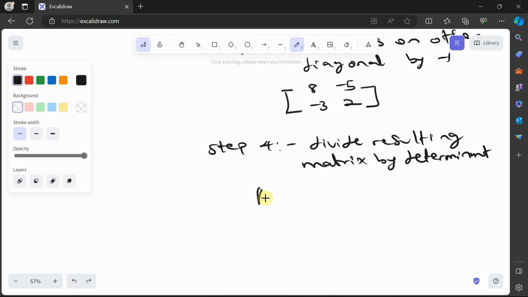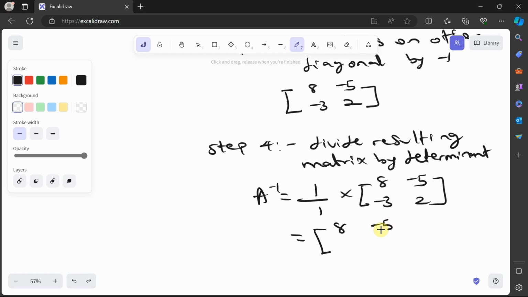I'll say A inverse is equal to 1 over determinant, which is 1, and our resulting matrix is 8, minus 5, minus 3 and 2. Luckily, anything you divide by 1 is the same value. So 1 divided by 1 is 1. If I multiply this matrix by 1, which is scalar multiplication, it's still going to remain the same thing. So you can see the application of scalar multiplication here. So our A inverse is just 8, minus 5, minus 3 and 2.